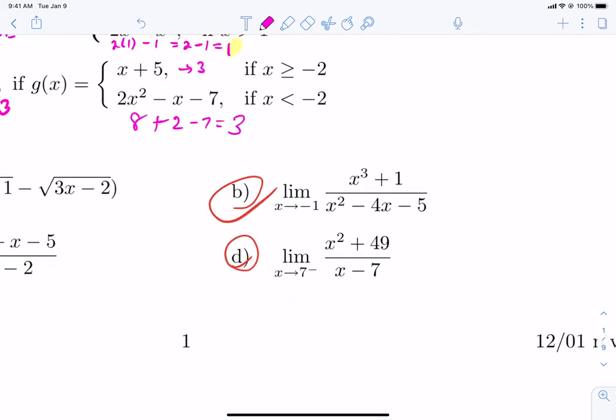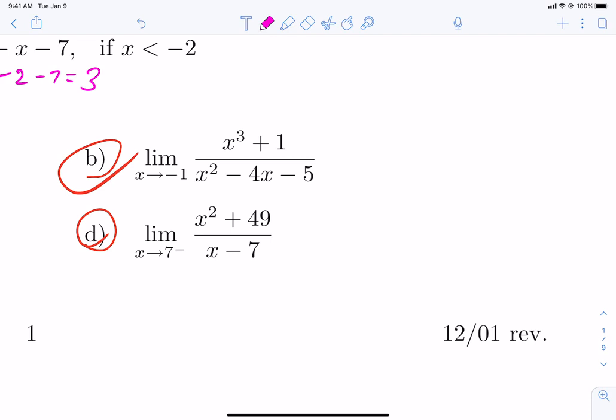So let's look at 7b. If I plug in -1, I get 0 on the top. If I plug -1 in the bottom, I get 1 plus 4 minus 5, which is also 0. Now, do not jump to the conclusion that it is undefined. The limit as we approach something is the height we're approaching from both sides, not whether it exists at that point. Remember, 0 over 0 is an indication that something good can come of this after all, that we can actually evaluate the limit.